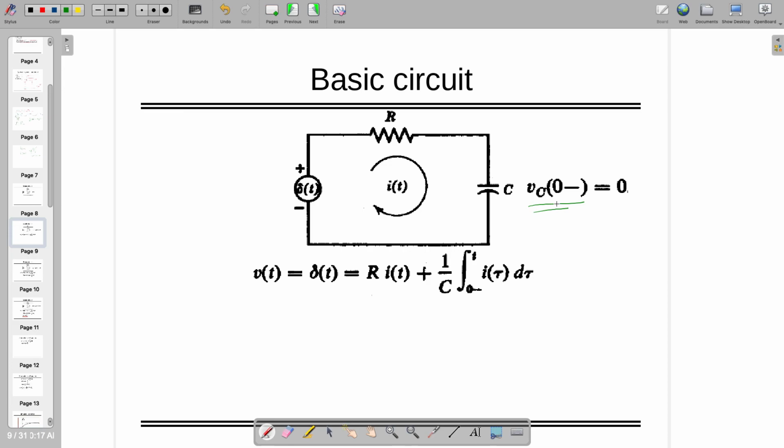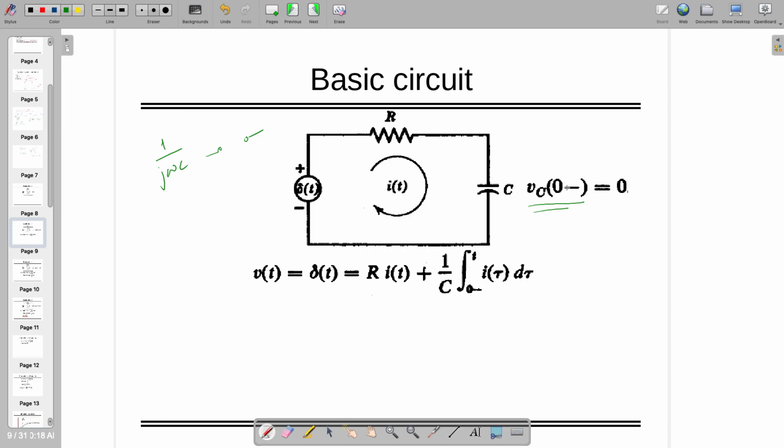Akshita, do you follow? No. So do you know about capacitor? What is the impedance of a capacitor? 1 by j omega c. So what is happening at 0? If time is 0, time 0 is low frequency, right? So if frequency is zero, will this be open circuit or short circuit? Open circuit, right? So voltage will be 0. There is no voltage across that. That is what I am calling 0 minus.